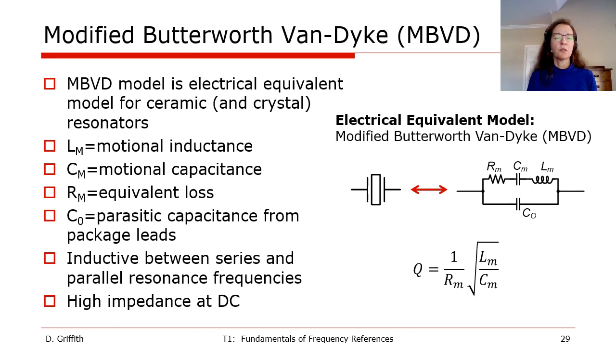Now let's look at the model used for ceramic resonators, crystals, and many MEMS devices. They can all be modeled by some variant of the four-component modified Butterworth-Van Dyke model topology shown here. LM is the motional inductance, while CM is the motional capacitance, and RM models the loss in the resonator. The term C0 models the parasitic capacitance from the package. The quality factor Q is a function of these three parameters. The resonator appears inductive between the series and parallel resonance frequencies. Also worth noting is that this model has a high impedance at DC, so oscillator topologies need to have a bias voltage defined at each pin.